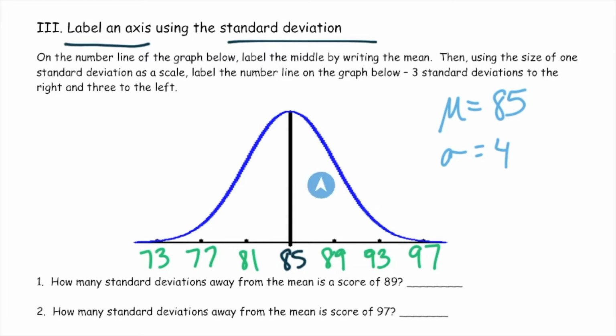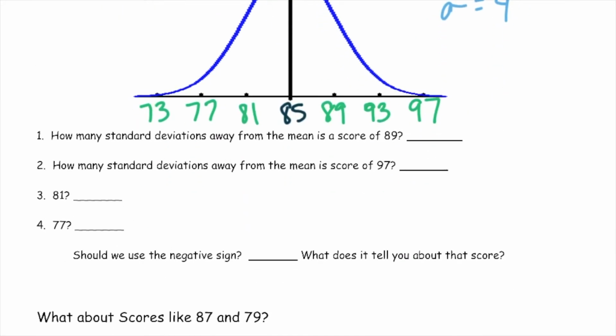So most people are in here. See how high this peak is? Most people are within that plus or minus 1 standard deviation. That's normal, that's average.